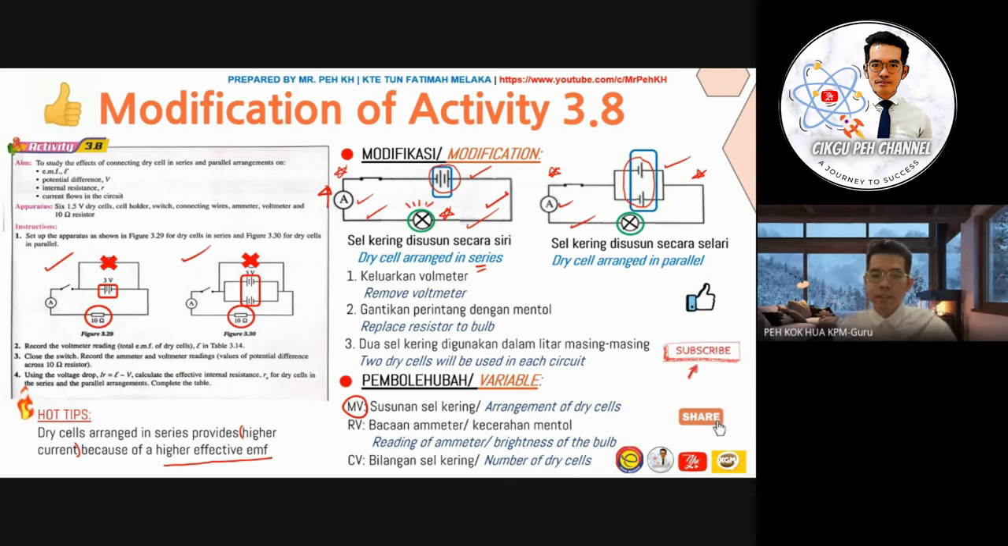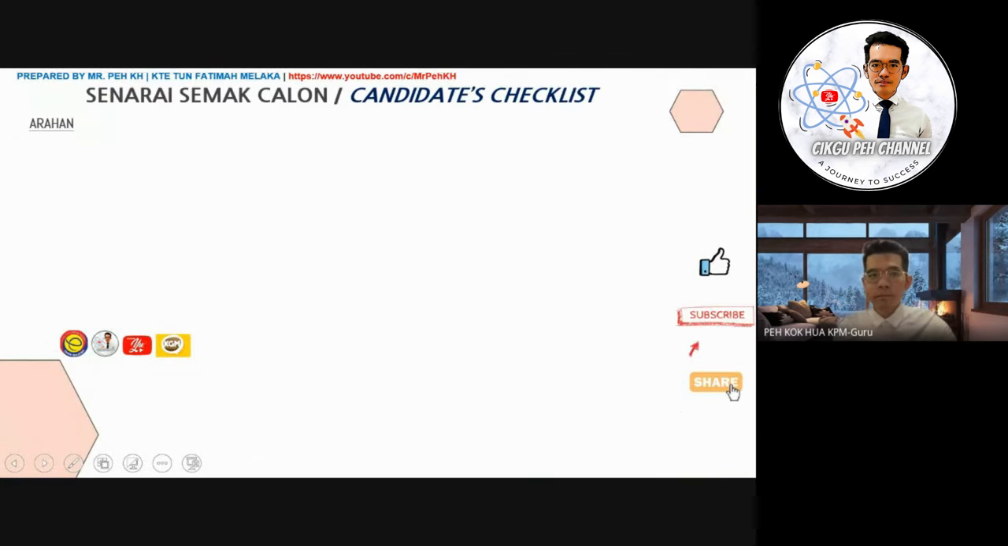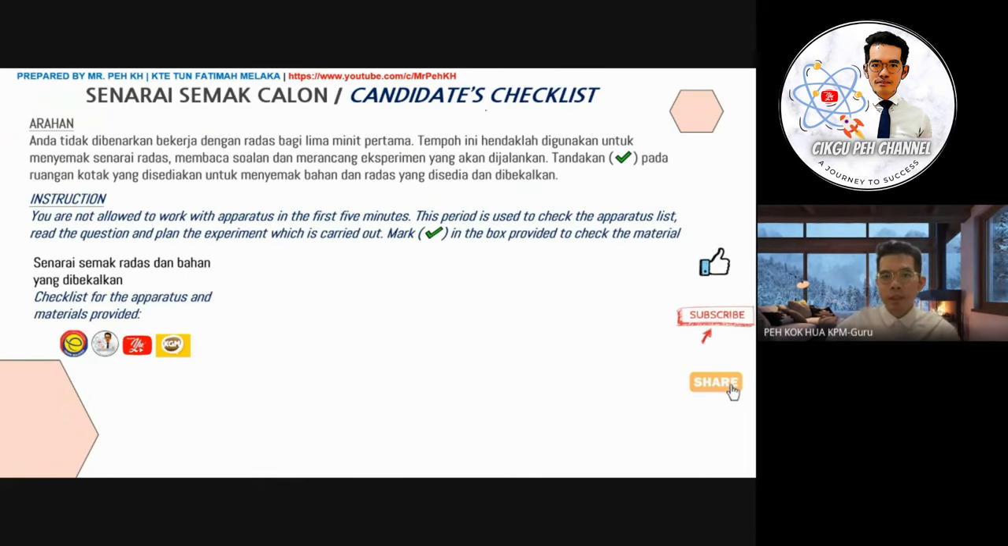So now let us go through the question together. This is a candidate checklist where the candidate needs to check the apparatus and their quantity. You are not allowed to work with the apparatus in the first 5 minutes. This period is used to check the apparatus list, read the question and plan the experiment which is to be carried out. Mark in the box provided to check the activity.